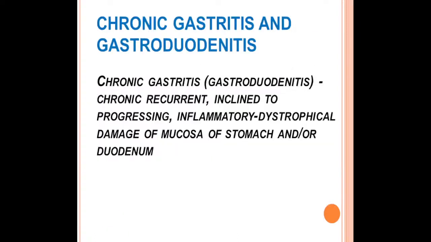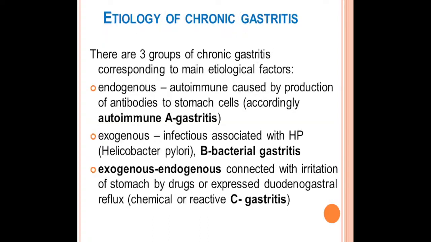Chronic gastritis and gastroduodenitis. Chronic gastritis or gastroduodenitis is a chronic, recurrent, progressing inflammatory dystrophic damage of the mucosa of the stomach and/or duodenum. It may be only gastritis, but very often in a patient there may be mixed gastritis and gastroduodenitis.